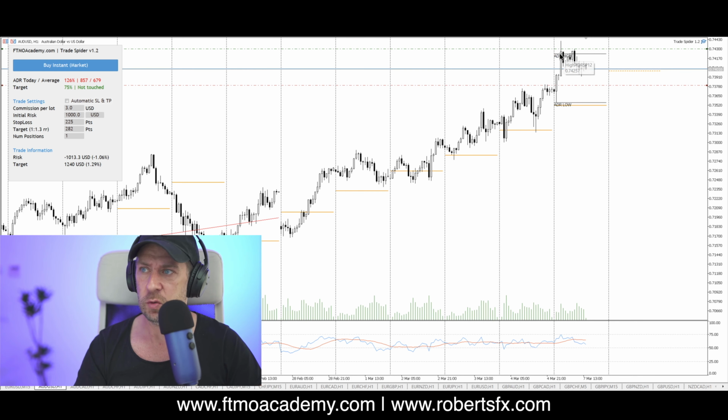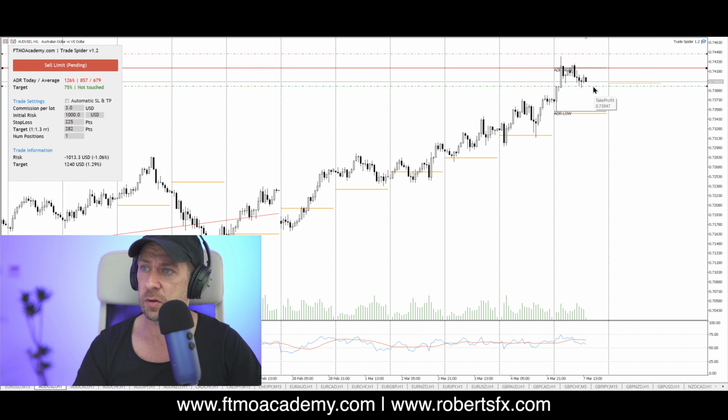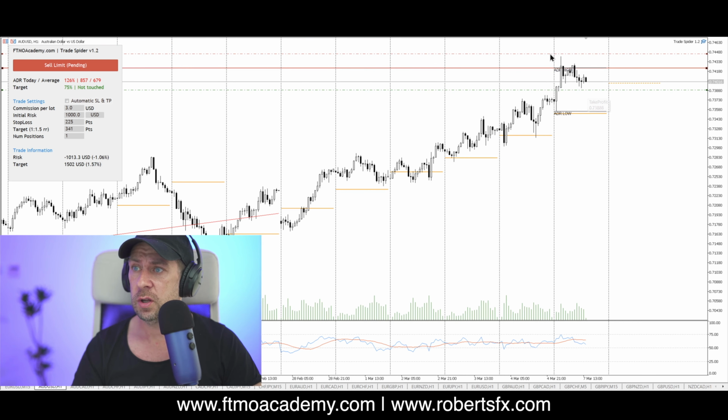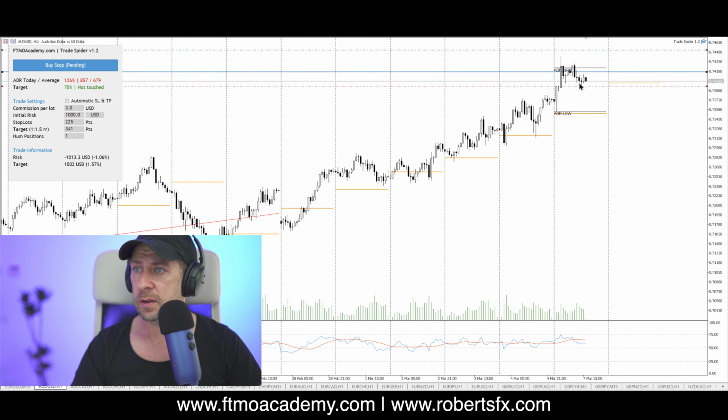So what we can do, we can treat these lines as support or resistance lines. In this case, we could have treated this line as a resistance line and made a sell here like this, or maybe even further down, maybe halfway back inside the ADR range, and we would have probably had a winning trade here.